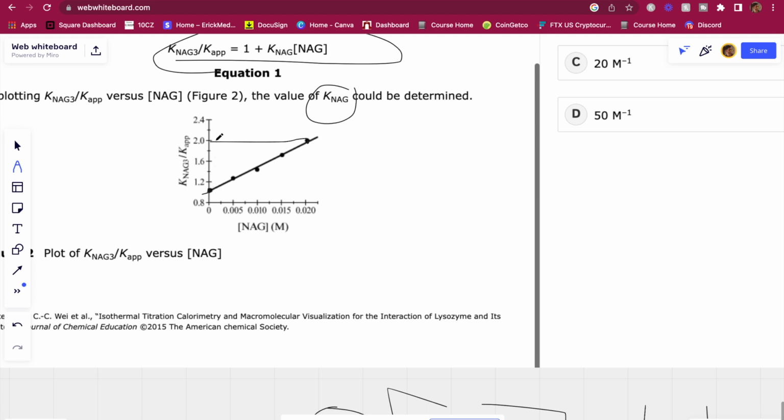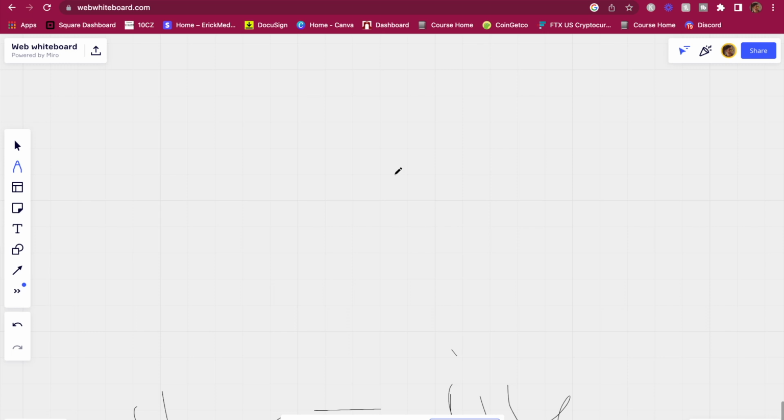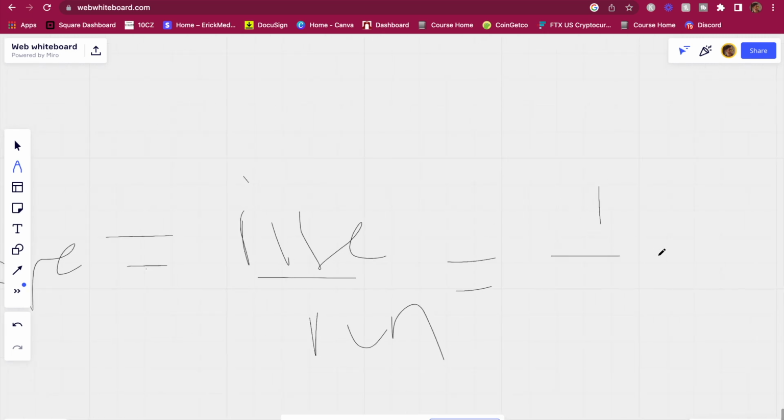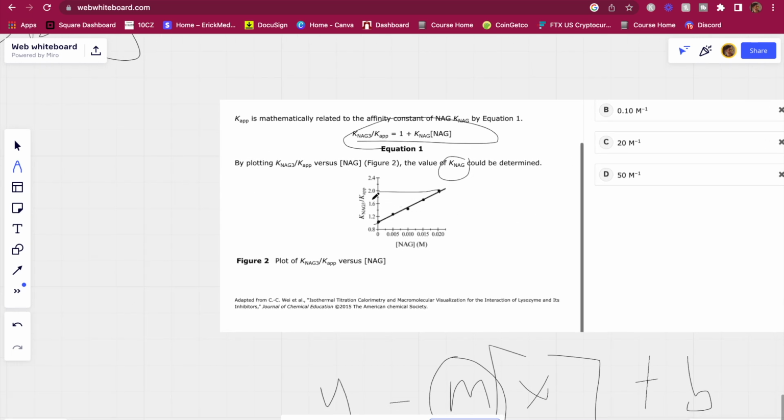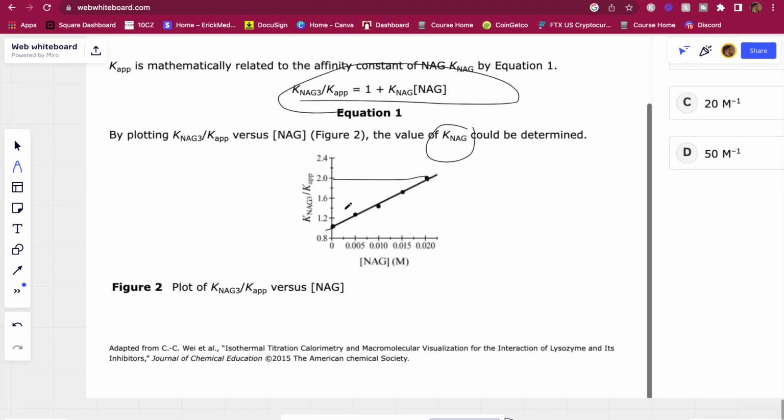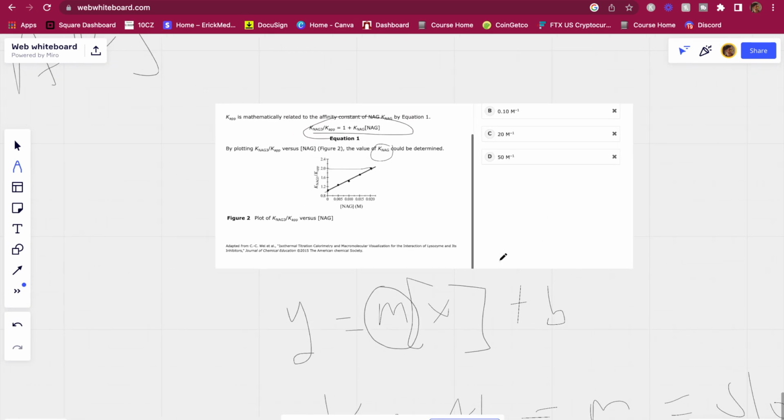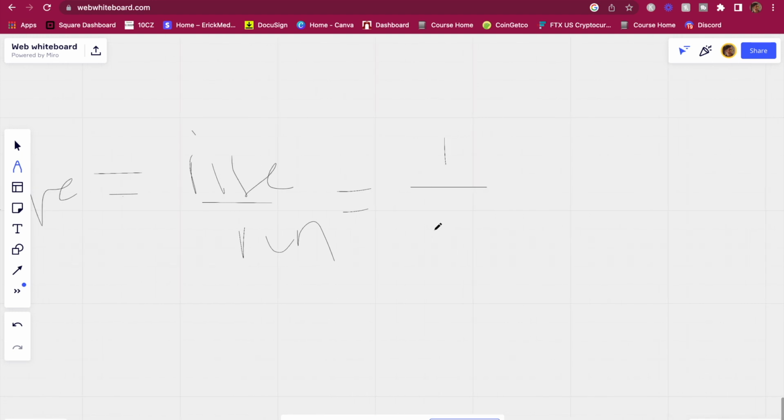So how much did it rise to go from here to here? Well, it rose 1 to 2, so it rose by a value of 1. And how much did it run? Run is to the right. So how much did it run from here to here? Well, it rose 1 and it ran from 0 to 0.02. So it ran 0.02 molarity. So 0.02 here.